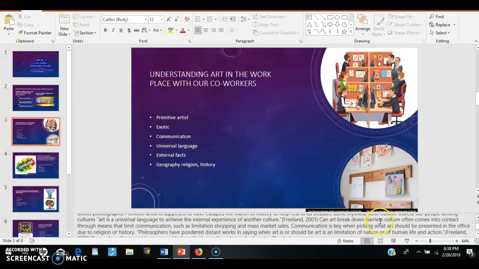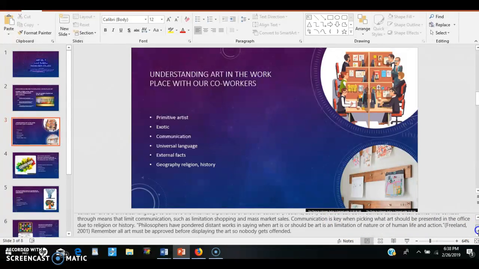Can art break down barriers? Cultures often come into contact, though some means limit communication, such as limitation shopping at mass market sales. Communication is key when picking what art should be presented in the office, due to religion and history. Philosophers have pondered whether art is or should be an imitation of nature or of human life in action. Remember, all art should be approved before displaying it so no one gets offended.